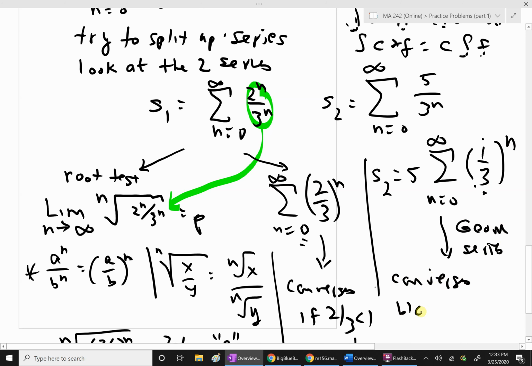So it converges because the base is less than 1. Okay?